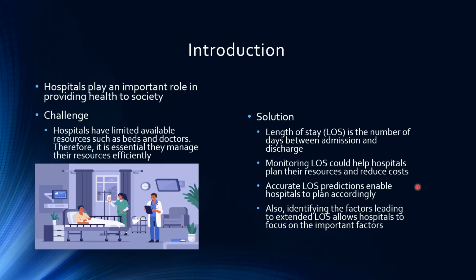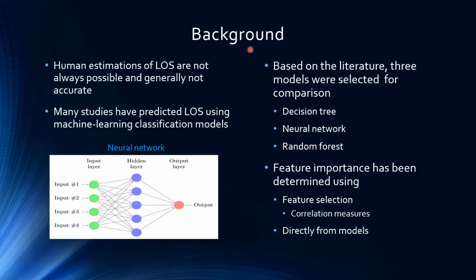Accurate LOS predictions enable hospitals to plan accordingly. Also, identifying the factors leading to extended LOS allows hospitals to focus on the important factors. Human estimations of LOS are not always possible and generally not accurate. Many studies have predicted LOS using machine learning classification models such as a neural network. Based on the literature, 3 models were selected for comparison: decision tree, neural network, and random forest. Feature importance has been determined using feature selection together with correlation measures and directly from the models.